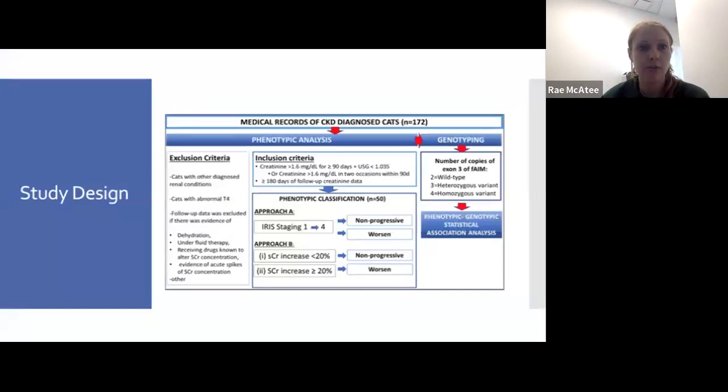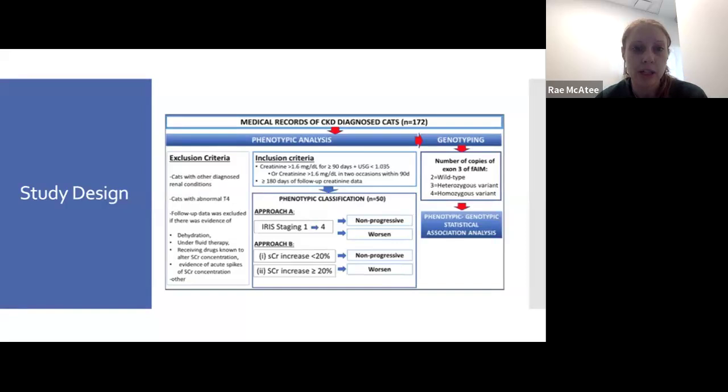So for their study design, they evaluated medical records of cats with CKD from 2011 to 2022, and they had exclusion criteria. So, cats that were diagnosed with other renal conditions, cats with abnormal T4, or that lacked follow up data, or cats that were dehydrated or on fluid therapy or receiving drugs that could alter the serum creatinine concentrations were excluded from the study. And then for inclusion, they did have to have CKD.